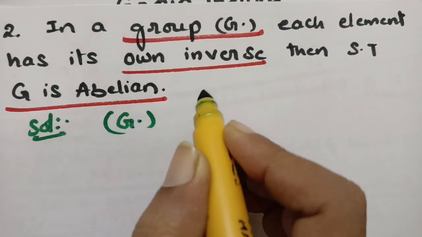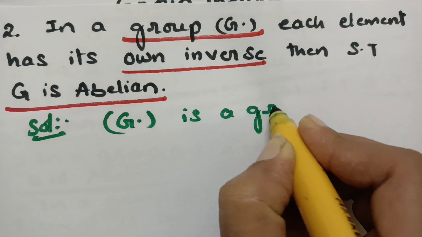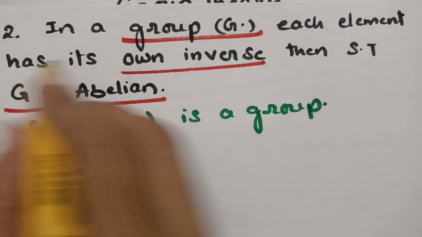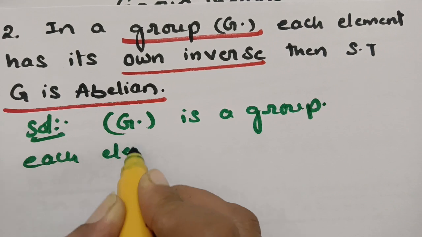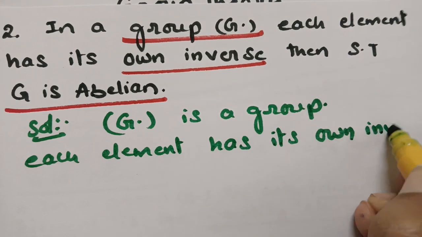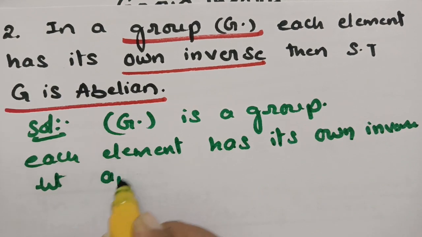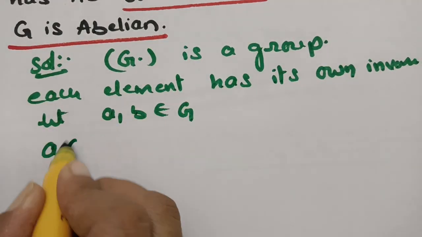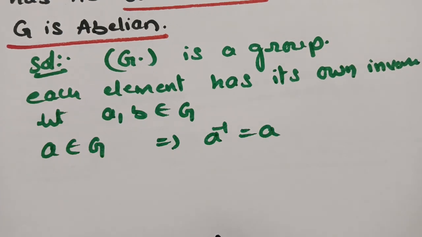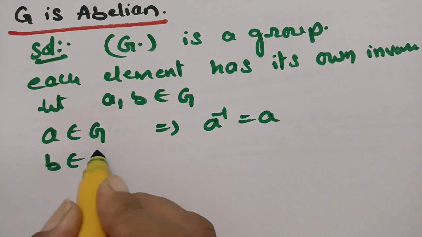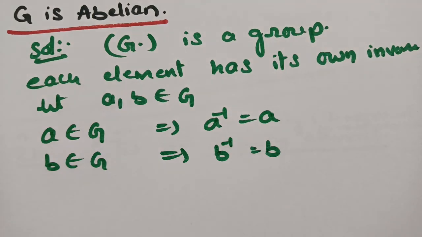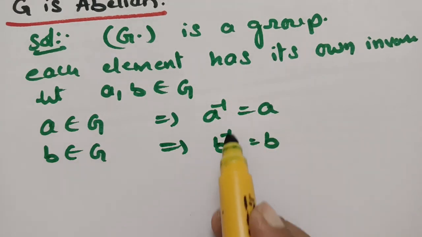And in this case, what is given? It is given that G dot is a group, and it is also given that each element has its own inverse. Let A comma B belong to G. If A belongs to G and A has its own inverse, which implies that A inverse is equal to A. And B belongs to G and every element in G has its own inverse, so B has its own inverse. Therefore, A inverse is equal to A and B inverse is equal to B.